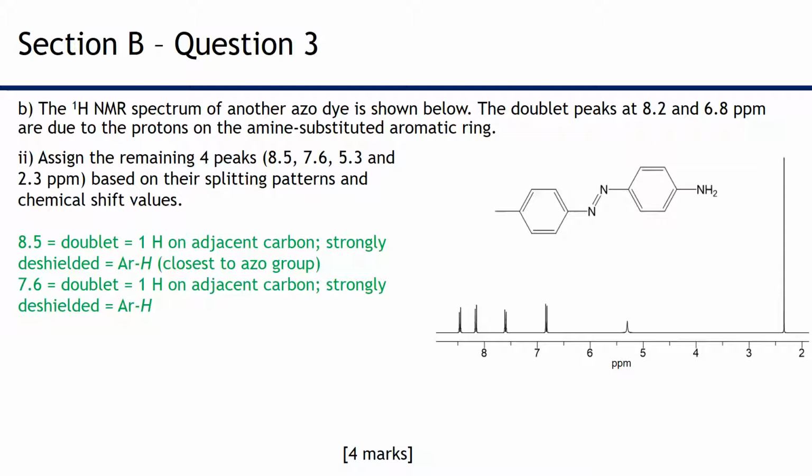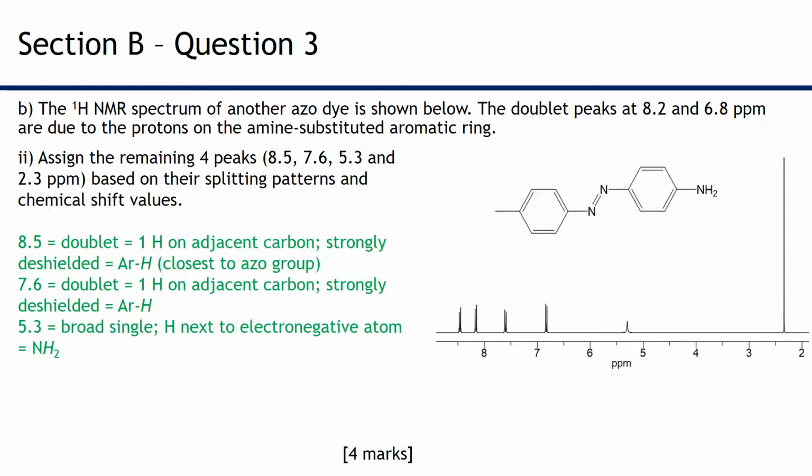7.6 is also a doublet. Again, that shows that there must be one proton on the adjacent carbon. Again, it's strongly de-shielded, which is indicative of it being an aromatic proton. Then we have the peak at 5.3, which is a broad single peak.